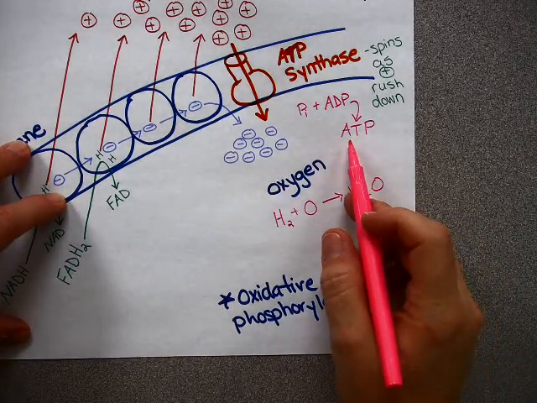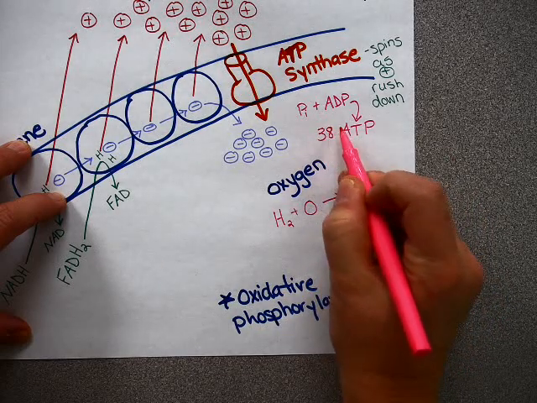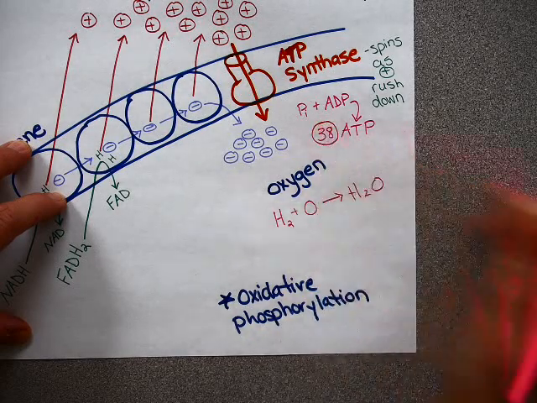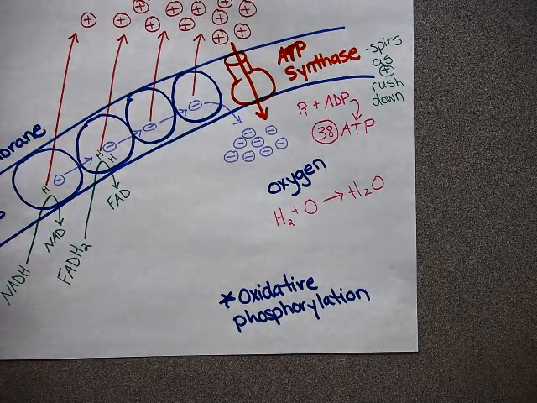If everything was pretty efficient, we could get up to 38 ATP from one glucose molecule. Keeping track, however, that we did have to spend some along the way. It's not always 100% efficient, unfortunately. But up to 38, and that's what makes most of our ATP in our bodies. We don't want to do it that bad way that I talked about earlier. We want to do it this way.